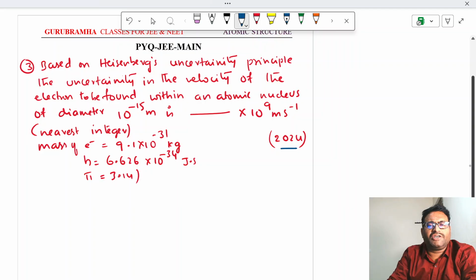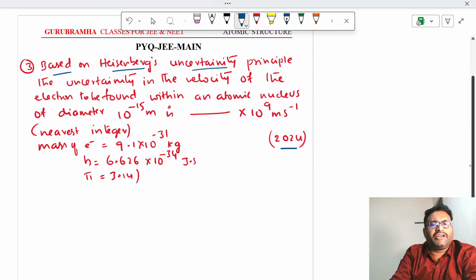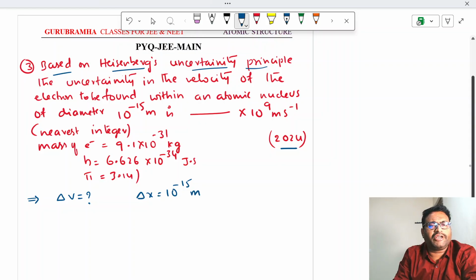So asked recently in 2024, based on Heisenberg uncertainty principle, the uncertainty in velocity of an electron to be found within an atomic radius of diameter 10 power minus 15 is. So from this, what is asked? Delta V is asked. Delta X is given, 10 power minus 15 meters.